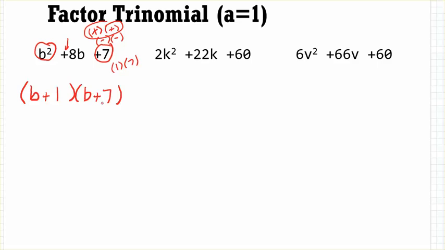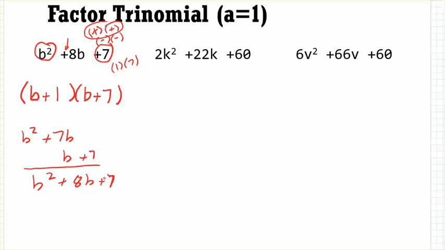And if we check it, we know that we have b squared plus 7b, that's the first set of multiplications, plus b plus 7. And then if we simplify, we get what we started with. If we got anything else, then we didn't factor correctly.